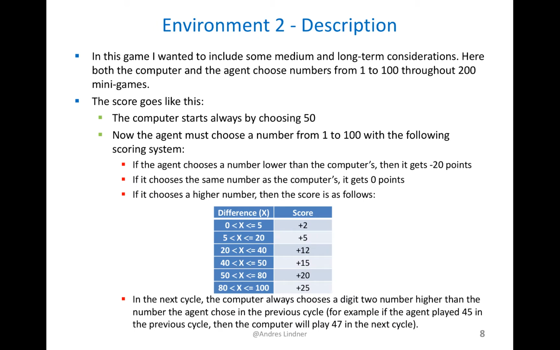So let's go over environment number 2, which is slightly more complicated and I would say a bit more interesting. In this game, I wanted to include some kind of medium or long-term considerations for the agent. Because in the first environment, if you noticed, the score is only affected by the decision you take at each point. There are no longer term effects of your decision.